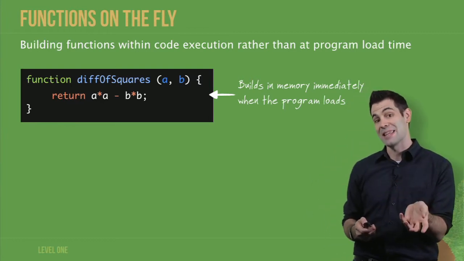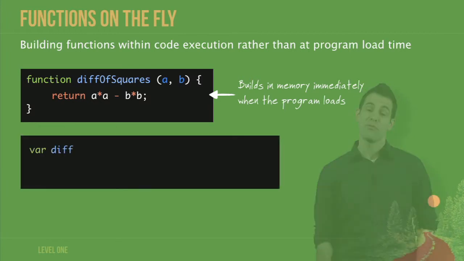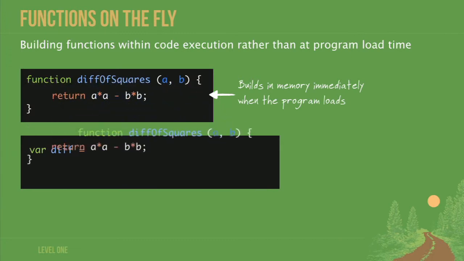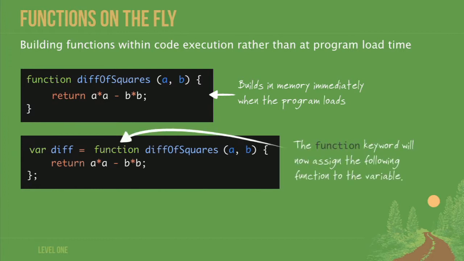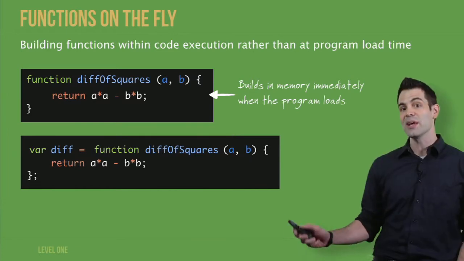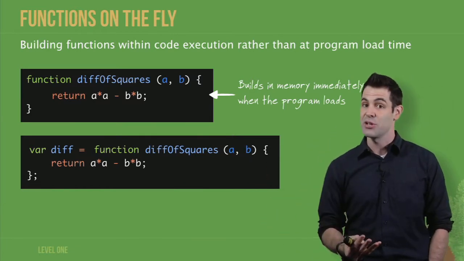Function expressions do things a little bit differently. The first thing that we would do is establish a variable. Let's call it diff. And then we would rearrange the declared function into an assignment statement. This particular thing is called a function expression, and it loads only when this particular line of code is reached inside your program.